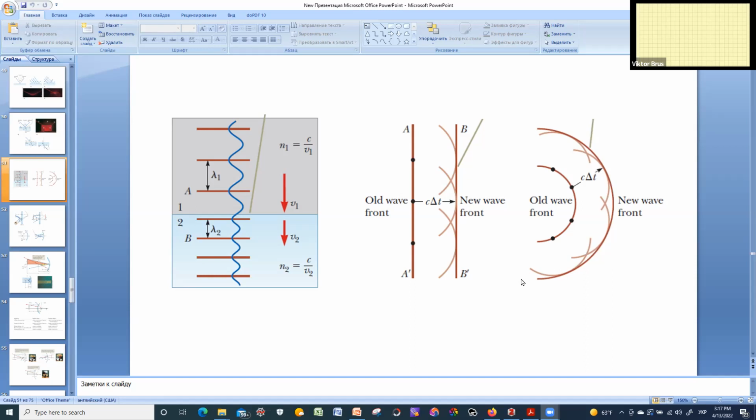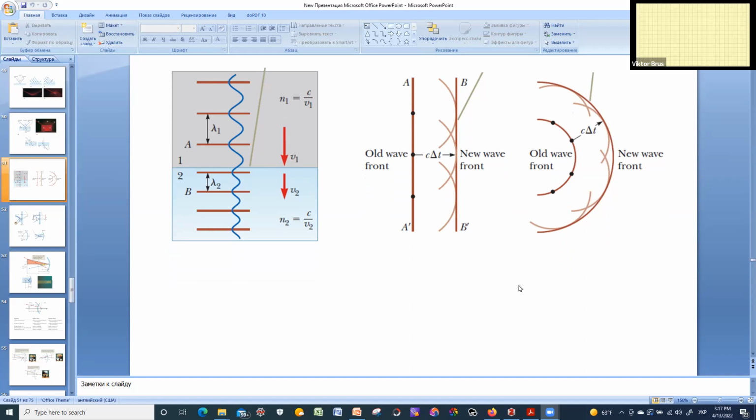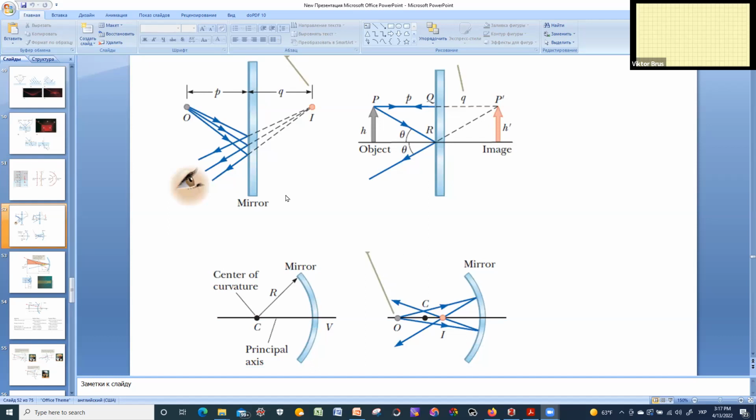So now our goal is to understand better how we can form images when we have some optical systems. First we will deal with mirrors. It will be a flat mirror, then a spherical mirror, and we will later proceed to optical lenses. But our goal for today will be to focus on properties of image formation, features of image formation by mirrors.